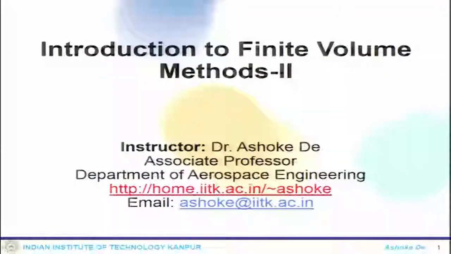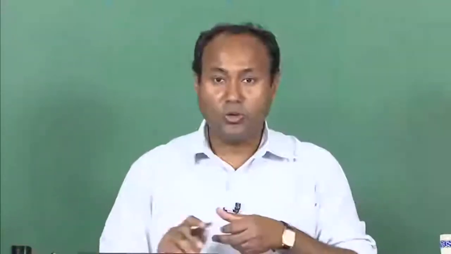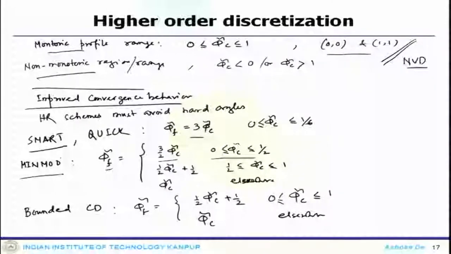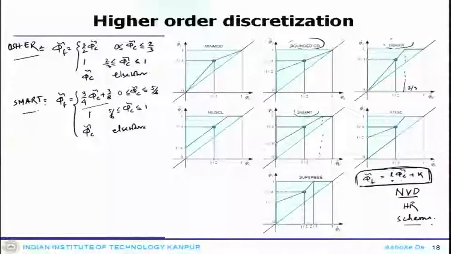Okay, so welcome back to the lecture series on finite volume, and we will continue our discussion where we left off in the last lecture on high resolution schemes. If you quickly recall, this is the NVD diagram, the normalized variable diagram, and we are looking at the functional representation of the face value using this kind of representation. We have already seen how the min-mod scheme and the bounded CD can be represented, then the Usher scheme and the SMART scheme. This is the min-mod, this is bounded CD, this is Usher, this is SMART.